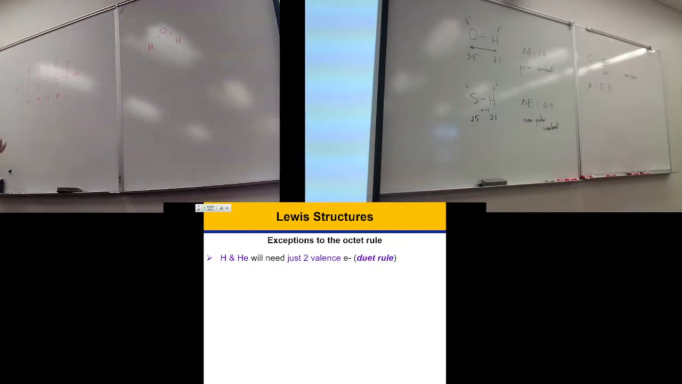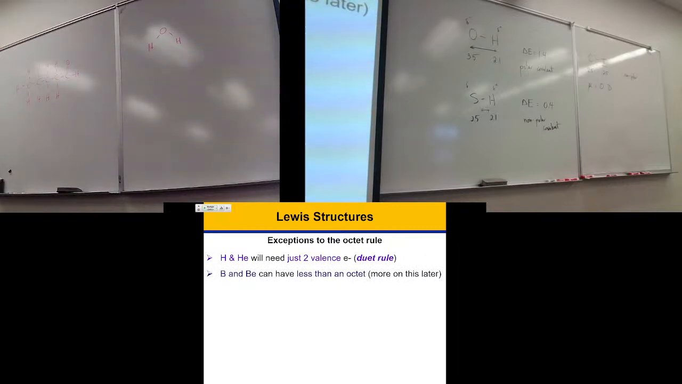So we've already seen hydrogen. Hydrogen is happy with 2 electrons, and that's because shell 1 only has s orbitals in it, so that can only fit 2 electrons, that's it. But helium is just the same way. Not a big deal. We don't really make compounds with helium, so we're not going to see that very often.